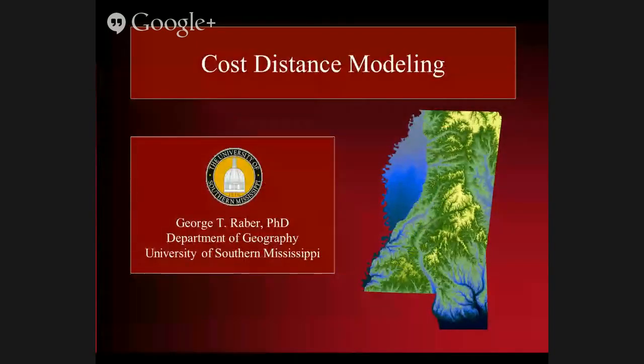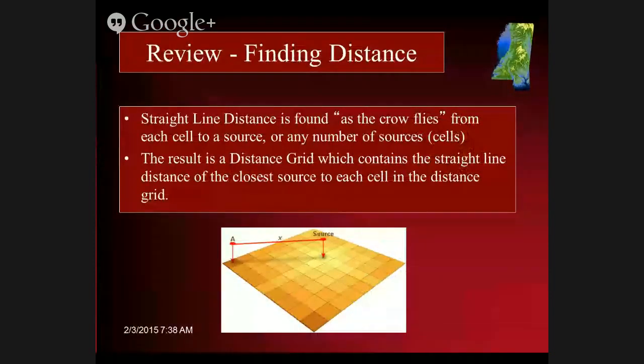So yeah, cost distance modeling, and as a review, we've done this in previous labs. Talked a little bit about what's going on here. Straight line distance is basically the shortest actual path, as the crow flies sometimes is the term that's used, from each cell to a source. And you'll notice that even when we're finding distance, that is something that requires a source. So we're finding distance from something. It's not universal.